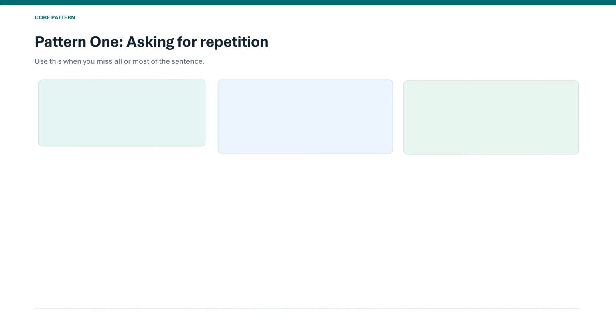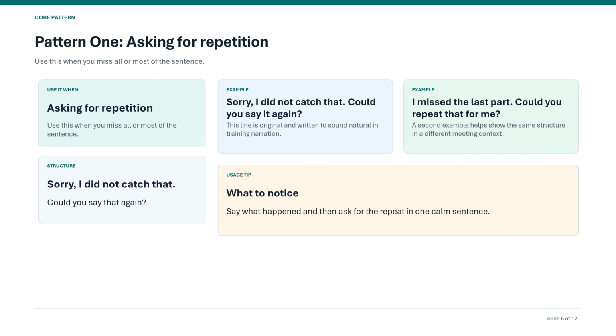Asking for repetition is useful when you miss all or most of the sentence. The structure is, sorry, I did not catch that. Could you say that again? Here are two original examples. Sorry, I did not catch that. Could you say it again? I missed the last part. Could you repeat that for me? Say what happened, and then ask for the repeat in one calm sentence.